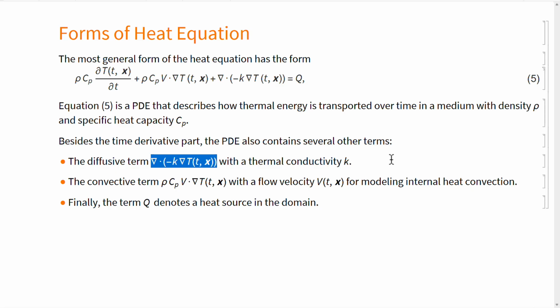In principle, the thermal conductivity may be a function of the temperature, and this will result in a nonlinear heat equation. The next term is the convective term with flow velocity V for modeling internal heat convection. This term appears only if the medium permits internal heat flow. If the considered medium is a solid, then this term is 0. Finally, the term Q denotes a heat source in the domain.